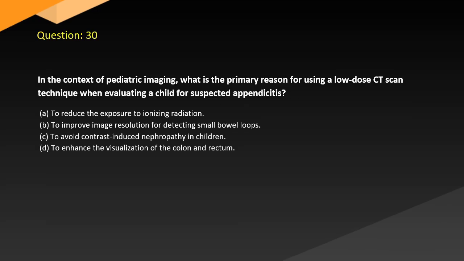Question 30. In the context of pediatric imaging, what is the primary reason for using a low-dose CT scan technique when evaluating a child for suspected appendicitis? A. To reduce the exposure to ionizing radiation. B. To improve image resolution for detecting small bowel loops. C. To avoid contrast-induced nephropathy in children. D. To enhance the visualization of the colon and rectum.